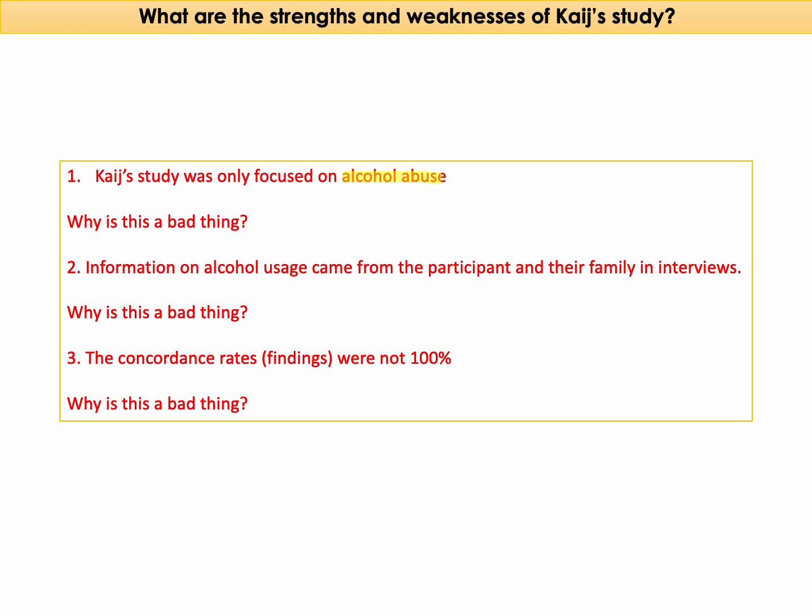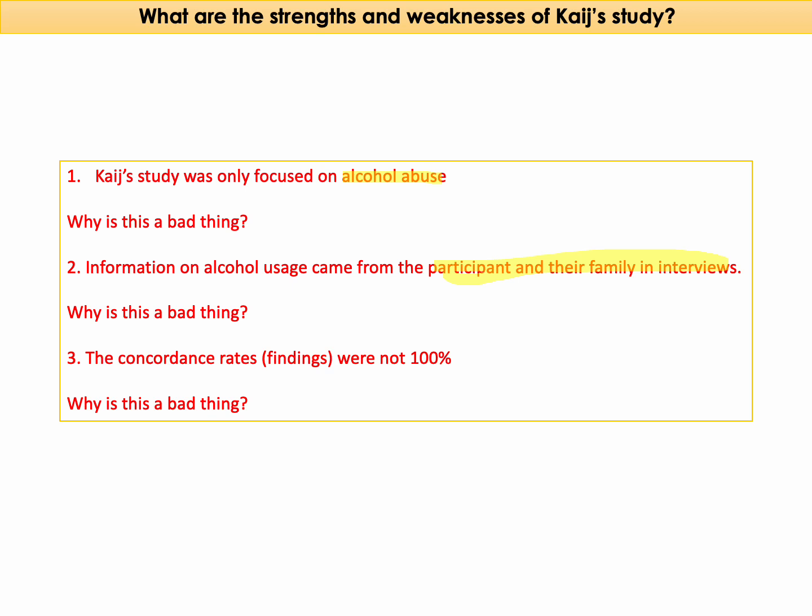Moving on to the second weakness, interviews. The information on alcohol usage came from the participant and their family in interviews. So this is bad because you can't actually check whether the information Kaij got was accurate or truthful or not. You're interviewing their family members and you're interviewing themselves. So they might not be completely truthful about their addiction, and their family members might want to protect them, so not give 100% truthful information. So there is a likelihood that people would have lied to make themselves and their family members look better.